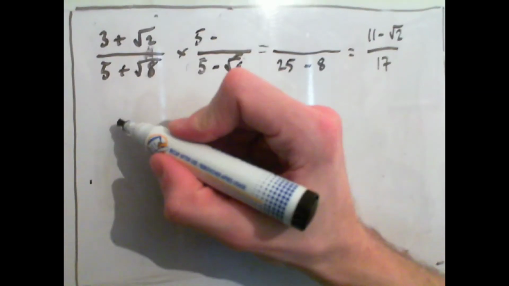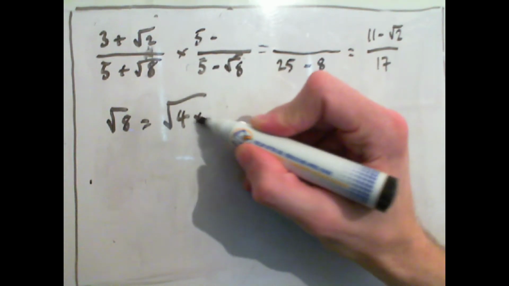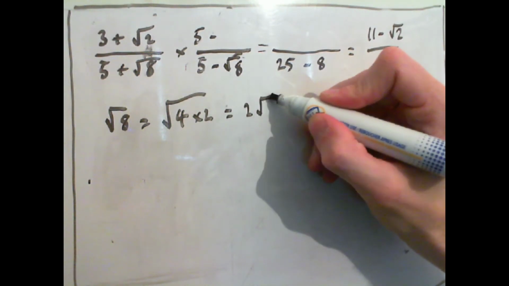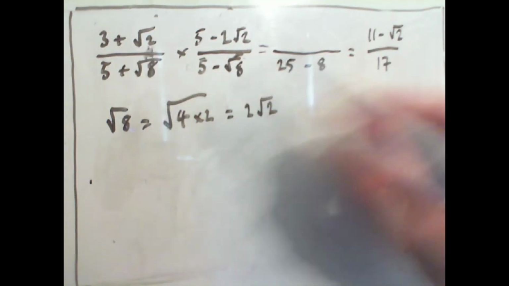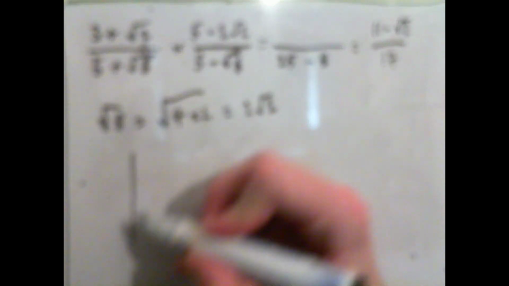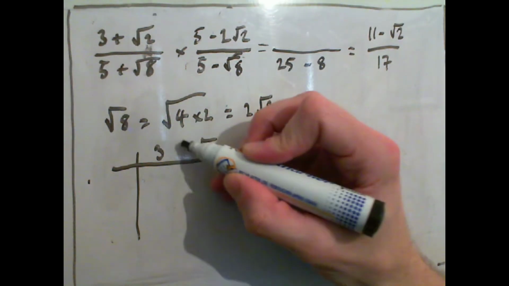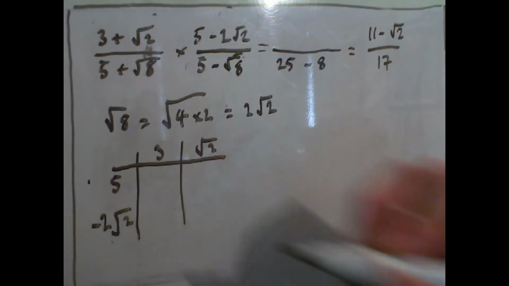Root 8 I know can be rewritten as root 4 times 2, and root 4 is just 2, so that's 2 root 2. I'm actually going to do that up here, because I've got a root 2 on this side as well, just tidying it up and making it a bit easier to work through. The top I'm going to do with a bit of grid method. So I've got 3 and root 2, and I've got 5 and negative 2 root 2.